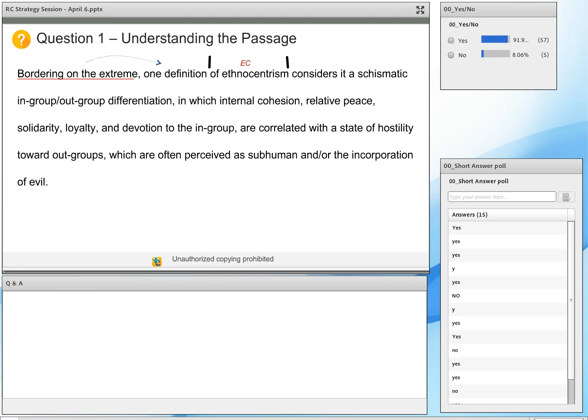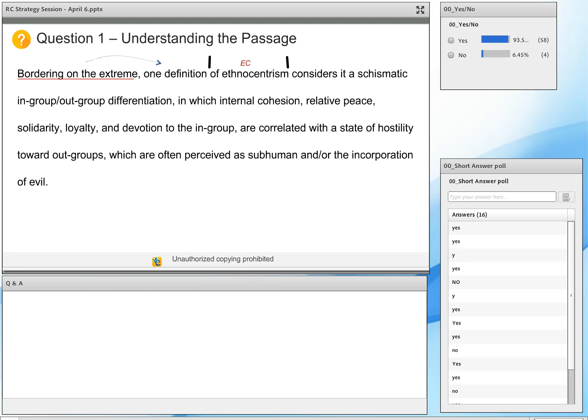Okay, so again, as you see, we have read just about 7 or 8 words, and right now we already know that there is one definition of EC, which means that there are many definitions of EC that exist, but right now the author is talking about this one definition of EC. By the way, the author thinks that this one definition of EC is exaggerated, is extreme. So we have obtained so much information about EC, or about this definition of EC, in just these few initial words. Now we read further.